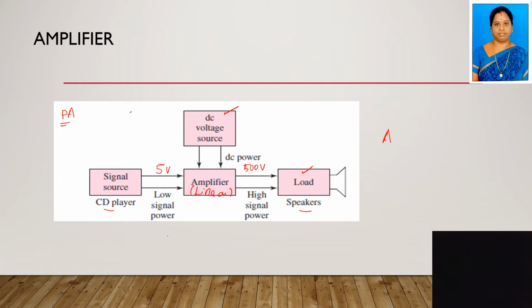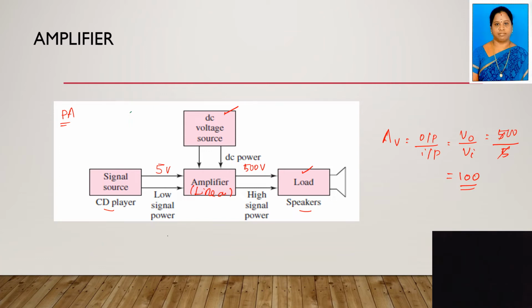So the gain is nothing but voltage gain equal to output voltage by input voltage, which is Vo by Vi. So Vo is 500 and Vi is 5. So the gain is nothing but 100. There is no unit for the gain. Clear? So this is the example for public addressing system.